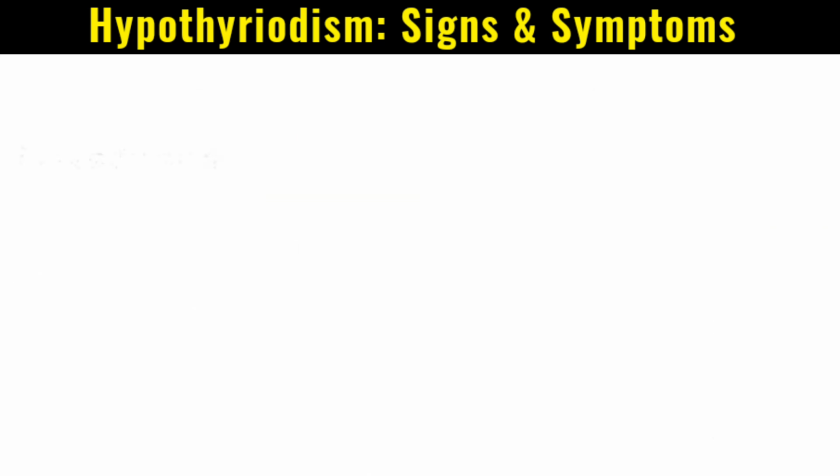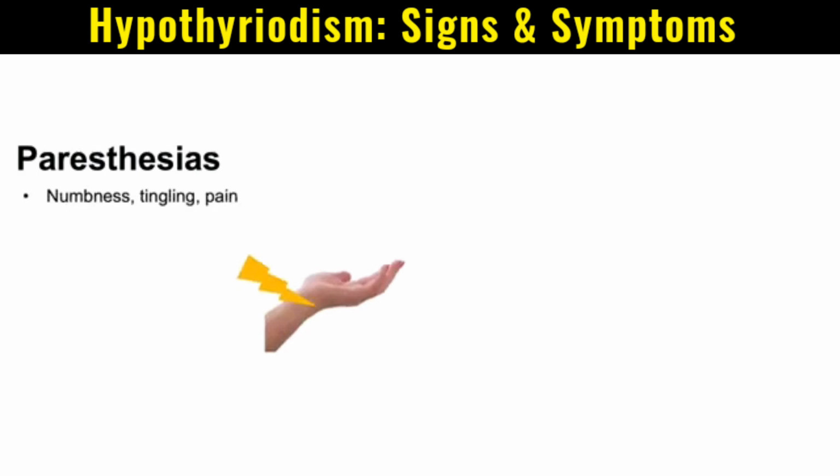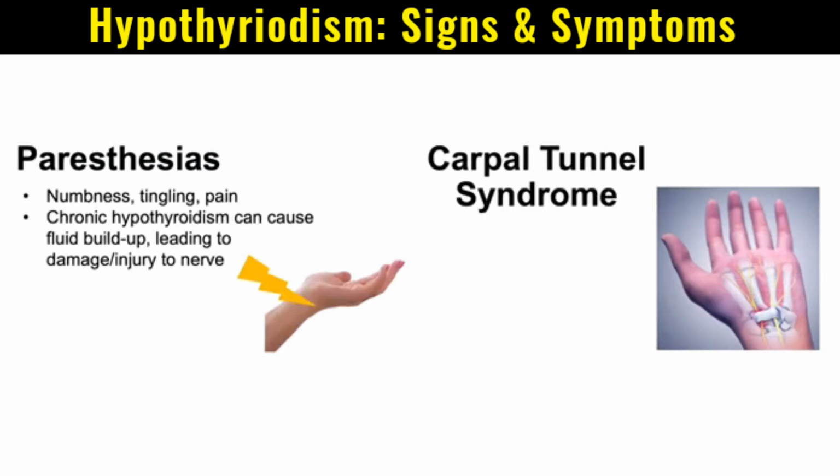Some other symptoms of hypothyroidism include paresthesias. So paresthesias are numbness, tingling, and pain sensations, oftentimes in the extremities or in the hands and feet. It usually is due to chronic hypothyroidism, so long-standing hypothyroidism, which causes a fluid buildup leading to damage or injury to nerves. So this is why we get these sensations. We can also see carpal tunnel syndrome occurring in hypothyroidism as well.